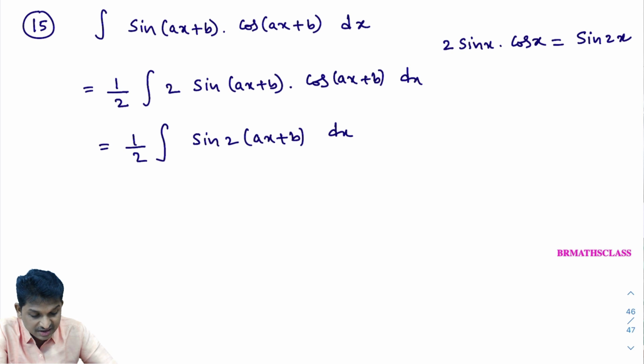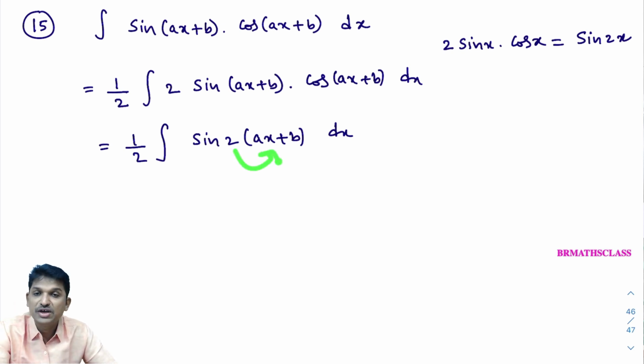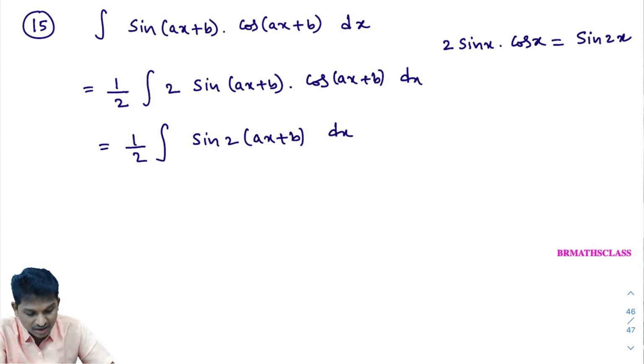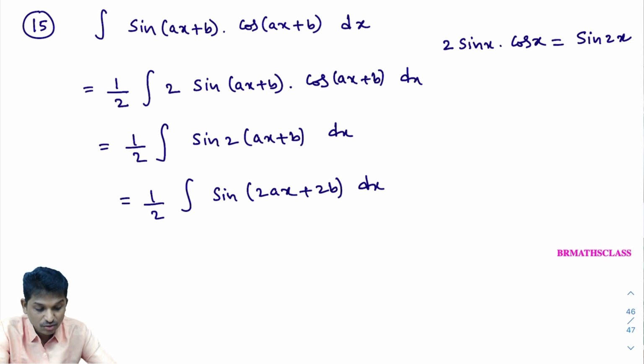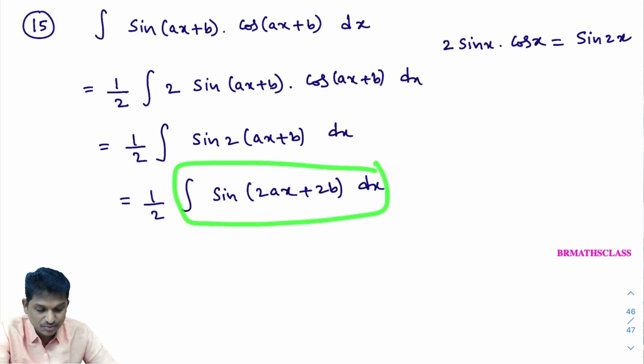I hope you are understanding. To make things easier, I will multiply these two things, 2 into ax plus b. That equals 1 by 2 into the integral of sin of 2ax plus 2b dx. Now I need to integrate this one.